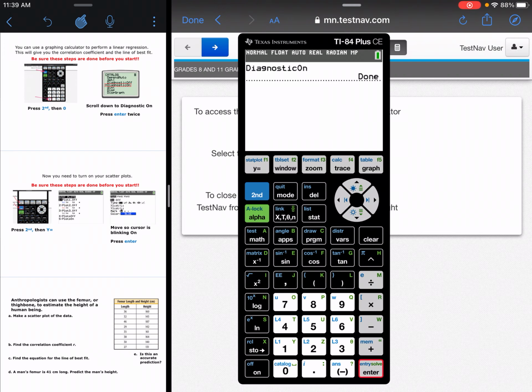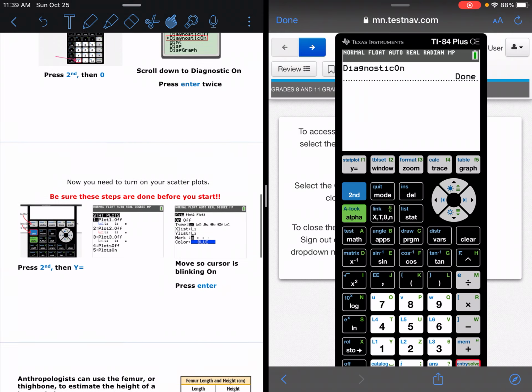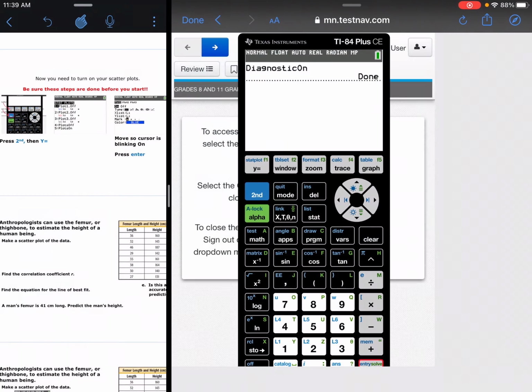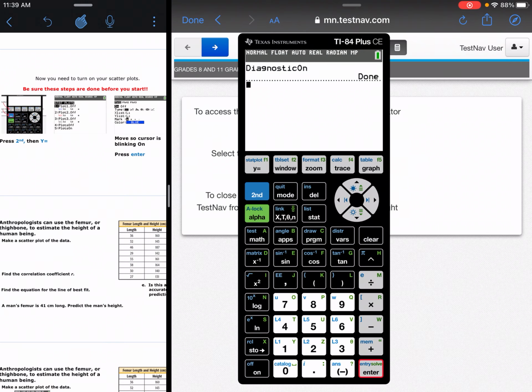Okay, that's step 1. So now step 2, you can kind of see here, it says we also need to turn our scatter plots on. So there are the steps, but I'll just show you here on the graphing calculator right now so you can see how this works. To turn our scatter plot on, right above the y equals, it says stat plot.